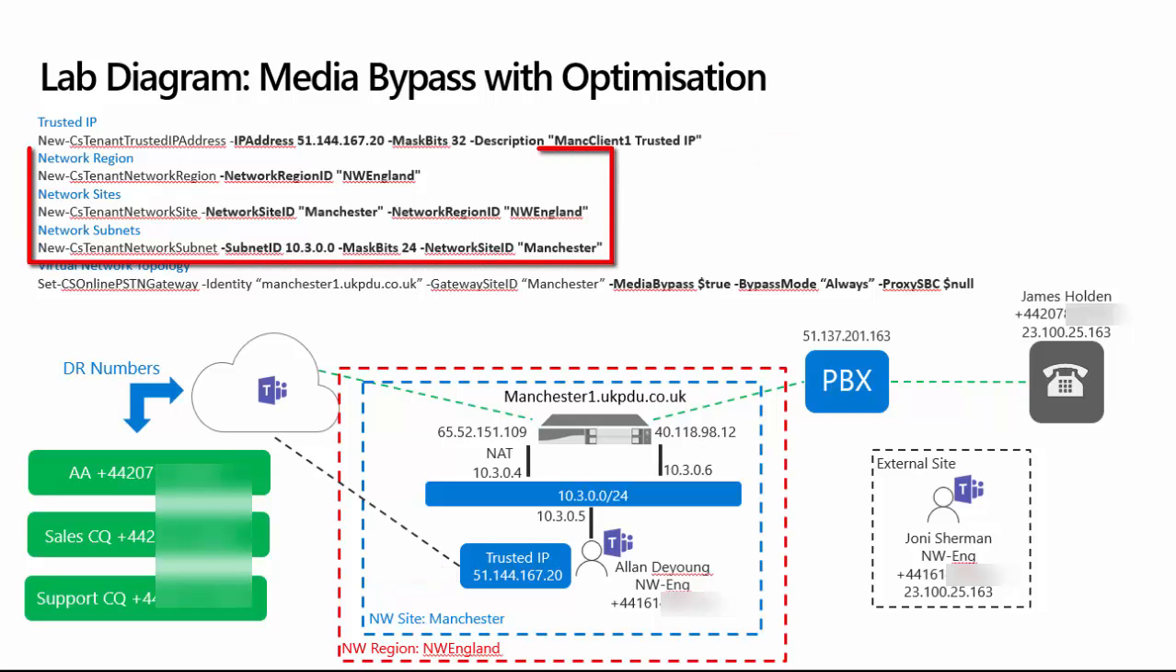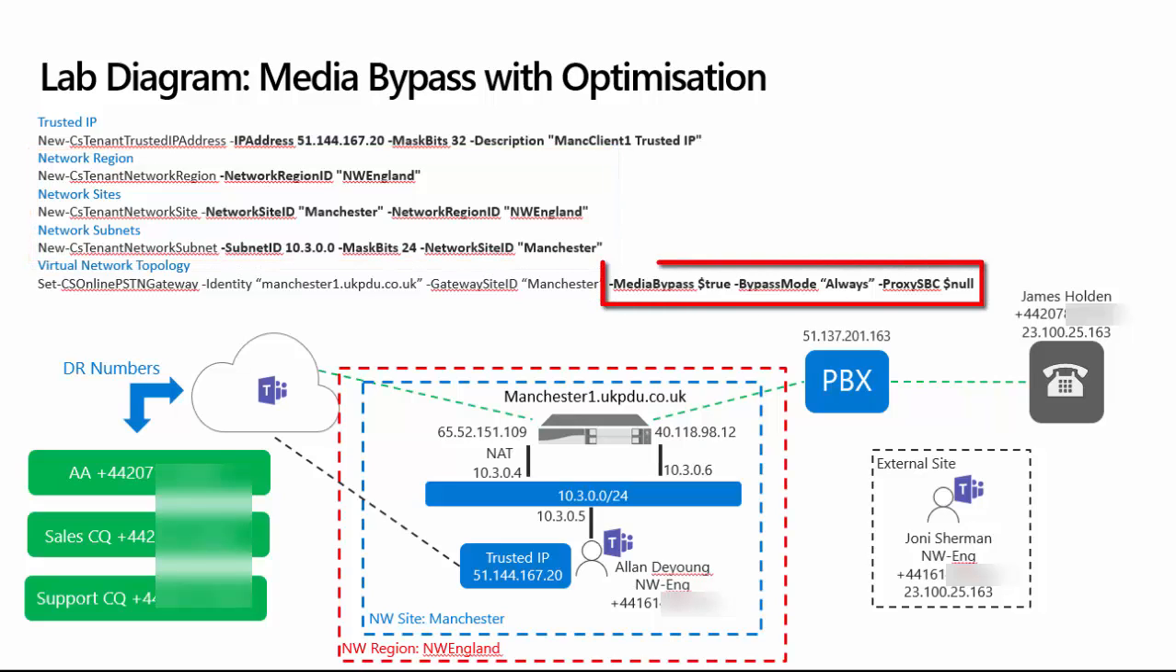The rest of the network configuration builds up a logical topology of IP subnets, sites, and regions associated with the organization's internal network. From the Microsoft perspective, the important local media optimization configuration parameters for the SBC are media bypass, bypass mode, and the Proxy SBC settings. Defining media bypass as true enables media optimization. Bypass mode enables the additional Microsoft SIP headers that are used to convey the location of a Teams client. We will see these in action later on.